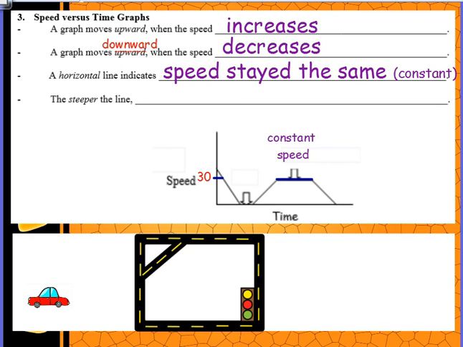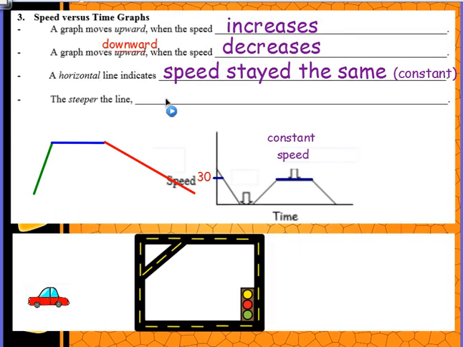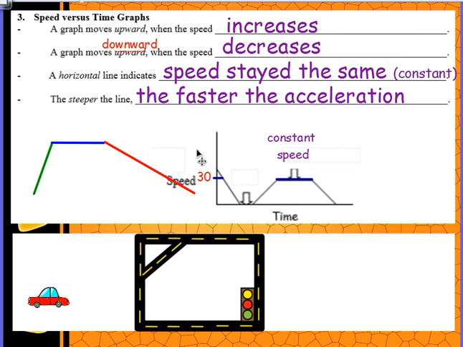The last part, the steeper the line. Now this one's a little tricky when we talk about speed. If one line was steeper than the other. So for example, if we had this, and then the car stayed at the same speed, and then the speed decreased. What do you think it means by this line segment in green here, where it is steeper than this one? Okay, in this example, if you guessed the faster the acceleration or the quicker the speed increases or decreases, then you are correct.